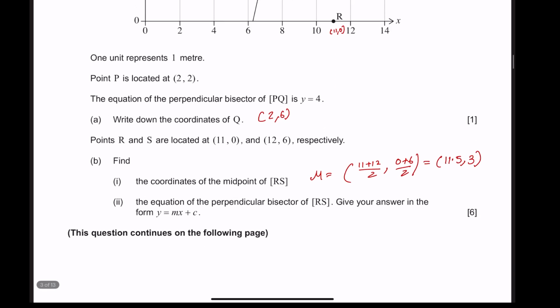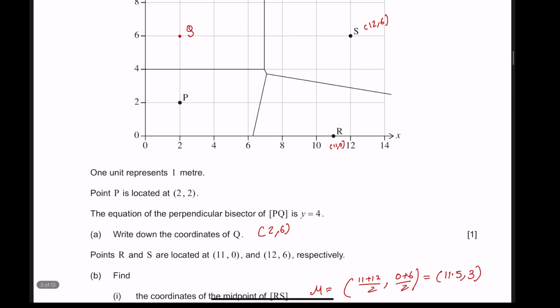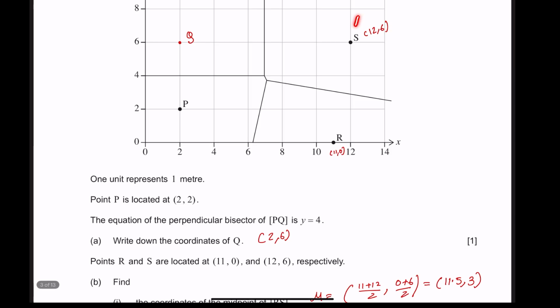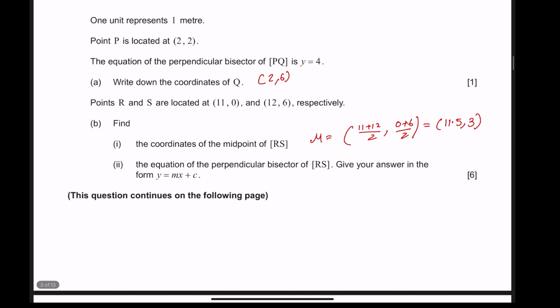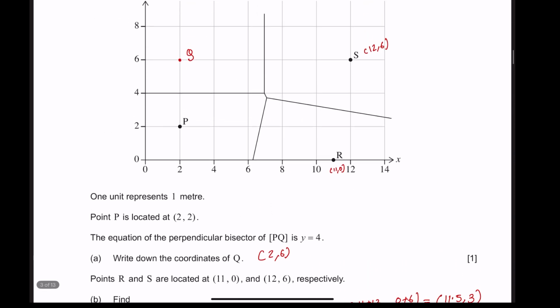Now we have to find the equation of the perpendicular bisector. We can find the slope of the line passing through RS, and then use the perpendicular formula, m1 m2 = -1, to get the slope of the line perpendicular to it, and then make that line pass through this point. So first, let's find the slope of the line passing through RS.